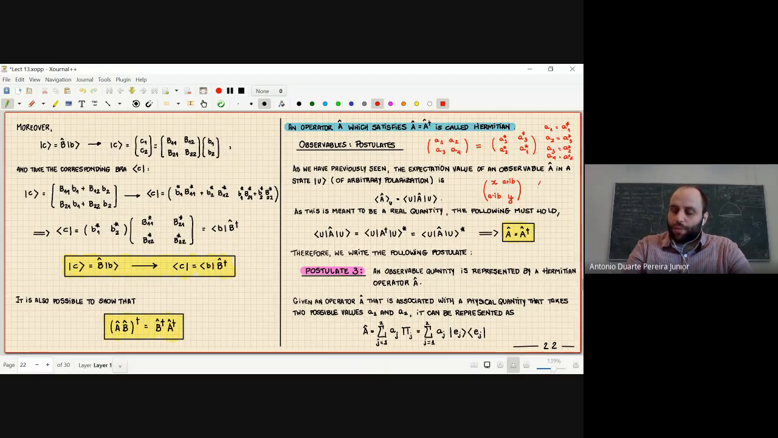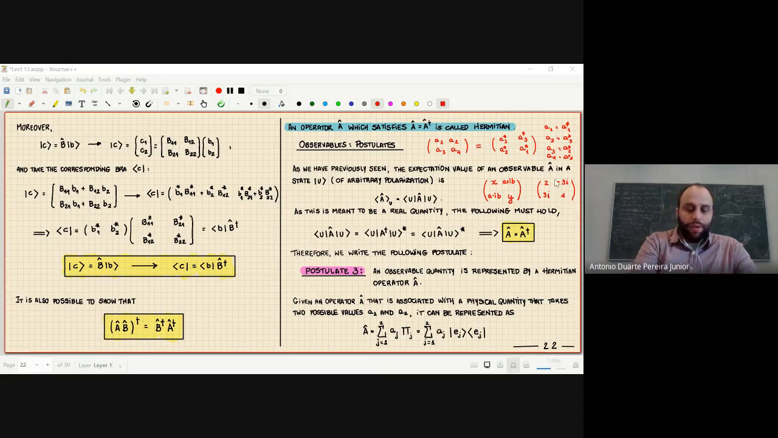So if I give you this matrix, for instance, 2, minus 3i, 3i, and 4, I can ask you, is this matrix a Hermitian matrix? Yes or no? Yes, yes, yes. This is a Hermitian matrix. The diagonal term is real, and the off-diagonal terms are complex conjugate.